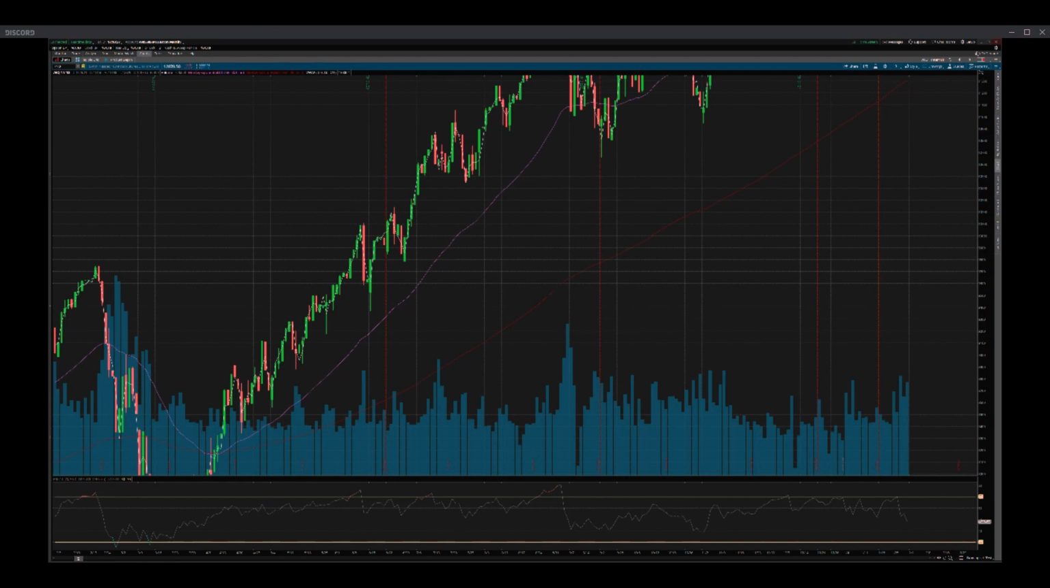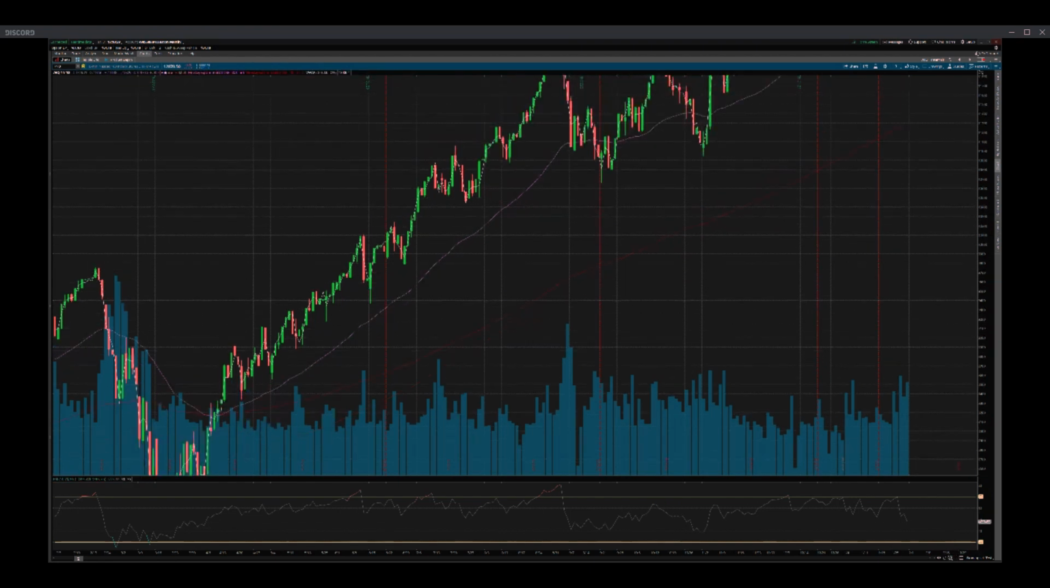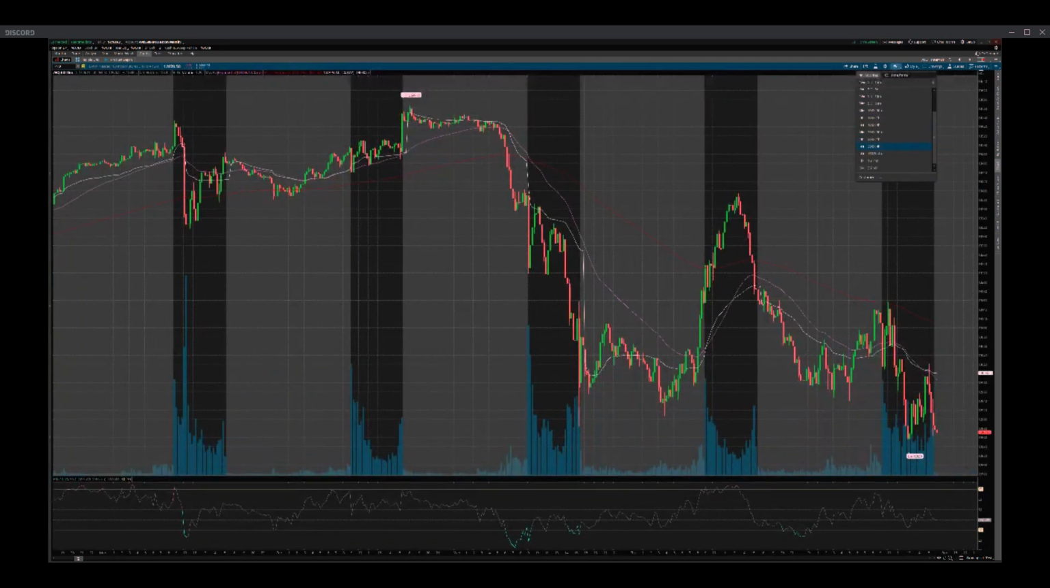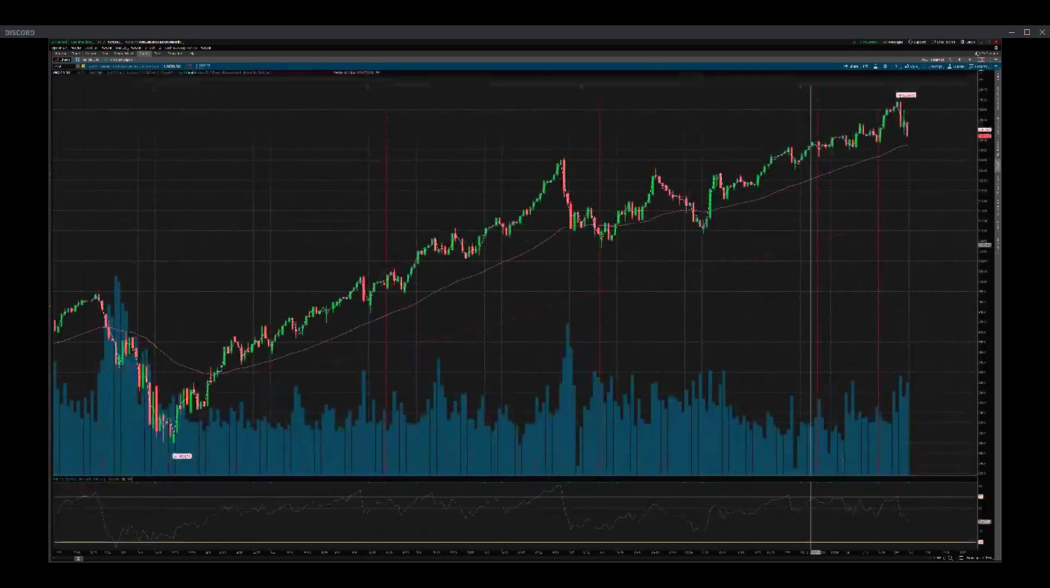So let's look at other key levels. Why did it do this? Sometimes I hit TLS. Okay, so other key levels. I would say this would be a key level right up here.